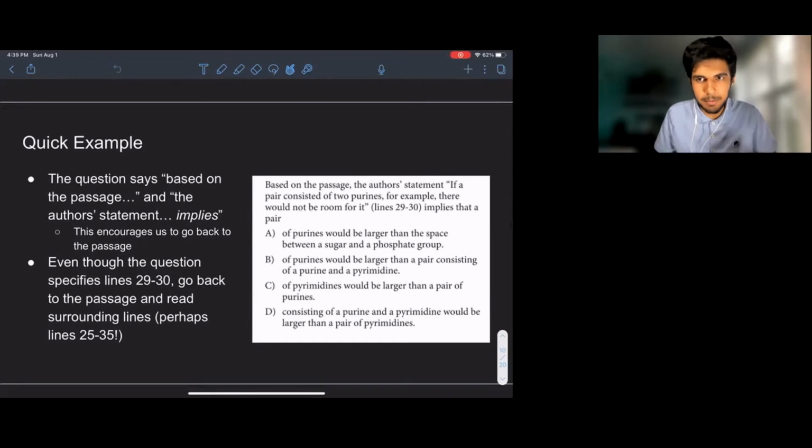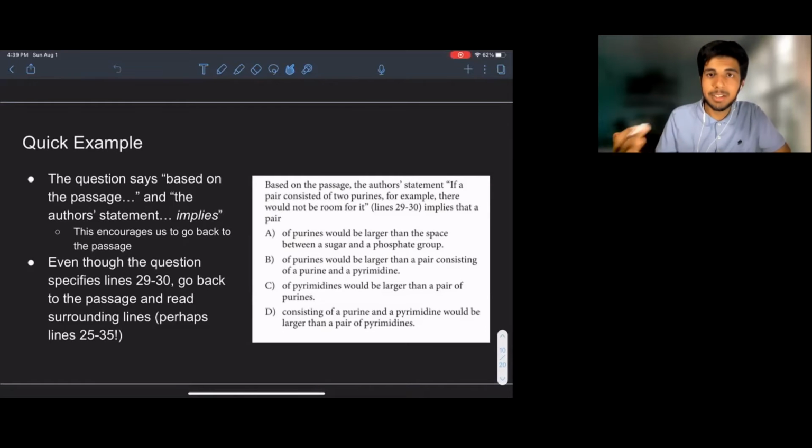So obviously we don't have the passage with us, but that's okay. Looking at the question, it says, based on the passage, and the author's statement implies. So these two phrases encourage us to go back to the passage. And even though they specified lines 29 to 30, we should not go to the passage and just read those lines. We should be reading the surrounding lines.